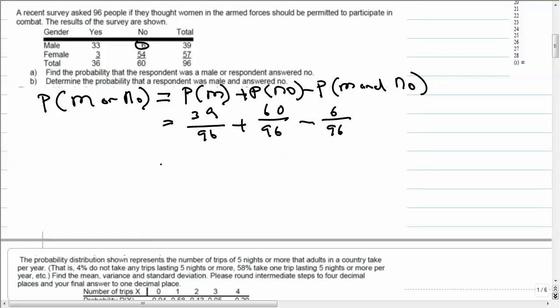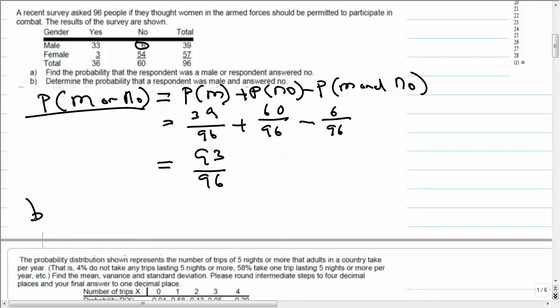When you add all this up, you get 93 divided by 96. And you may have to reduce to lowest terms. I'm not going to do that, or you might have to express the answer in decimal form. You never know on a final exam. All right? So again, I just used the formula for OR, which is add them together, subtract the probability of both of them happening. Okay? And then the basic definition of probability.